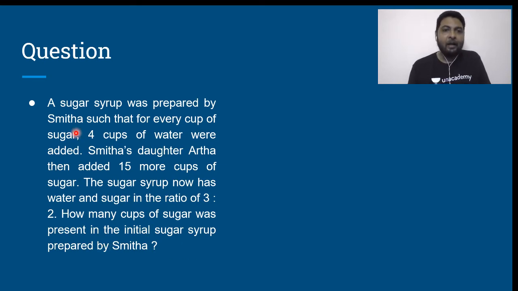Let me repeat it. A sugar syrup was prepared by Smita such that for every cup of sugar, 4 cups of water were added. Smita's daughter Artha then added 15 more cups of sugar. The sugar syrup now has water and sugar in the ratio of 3:2. How many cups of sugar were present in the initial sugar syrup prepared by Smita? You have 1 minute now.